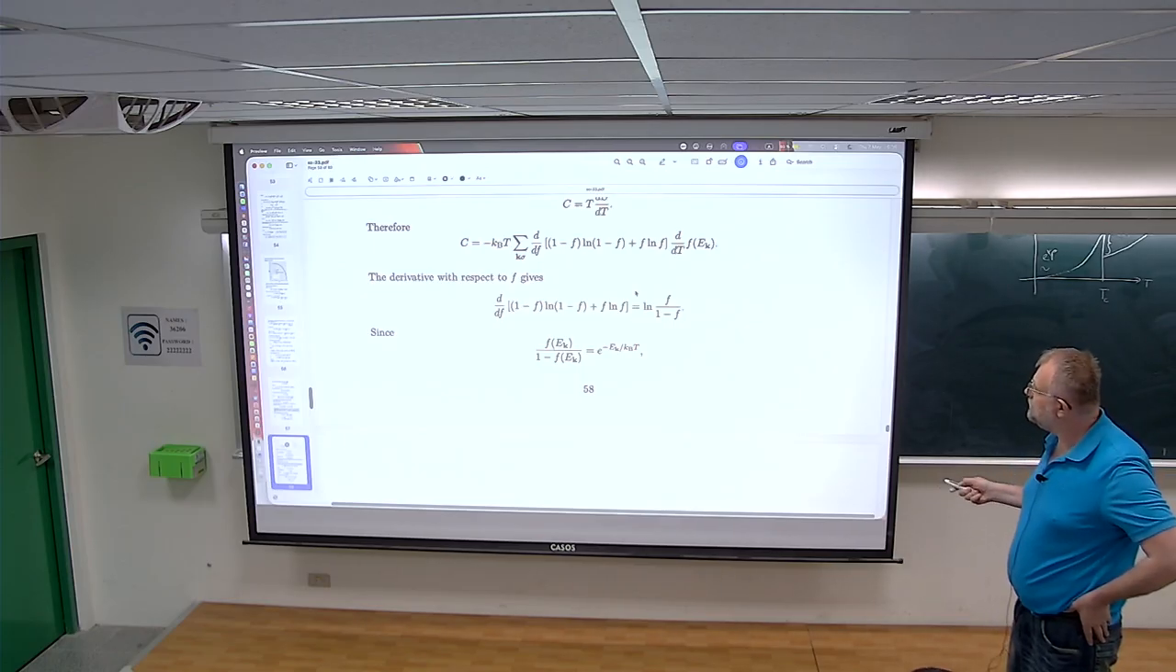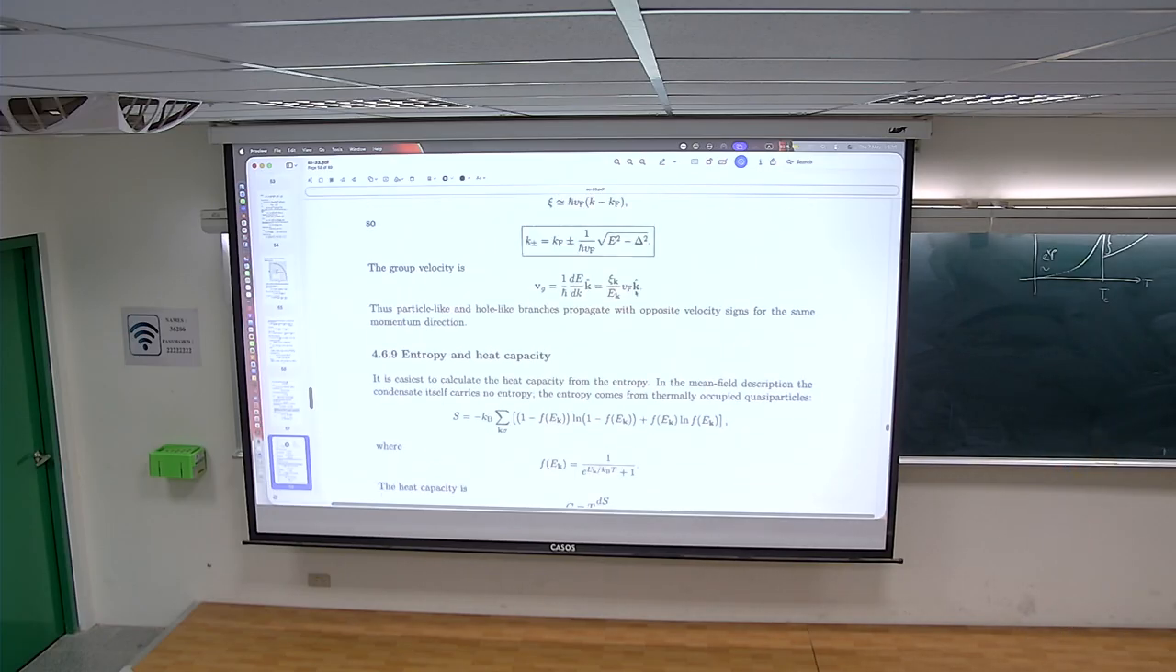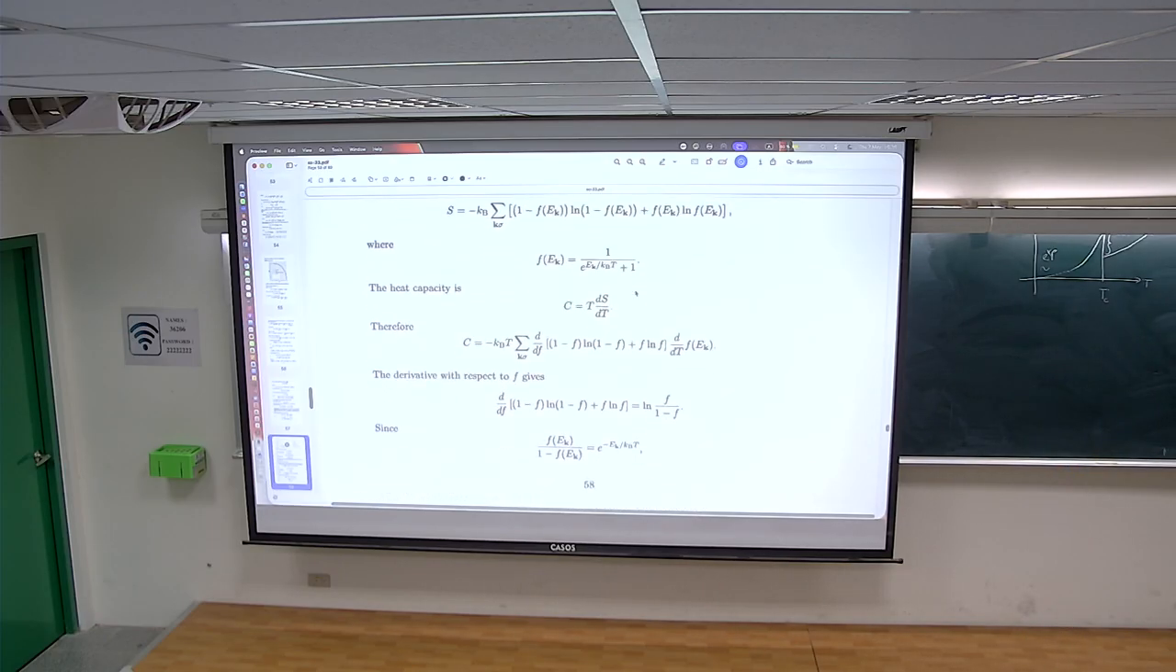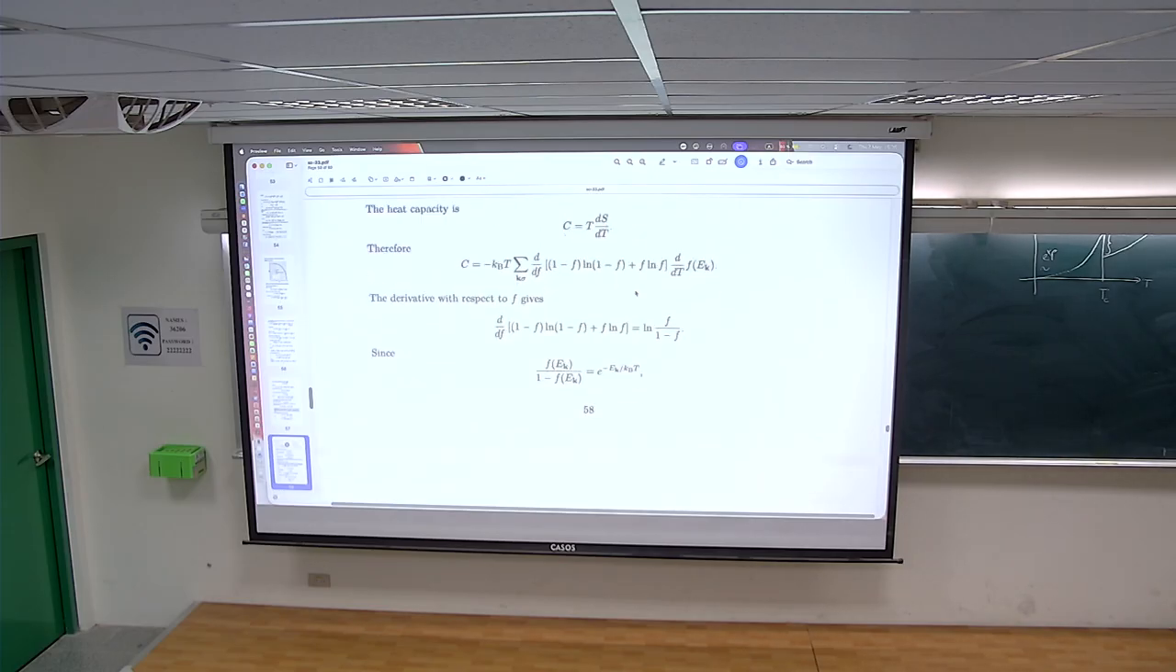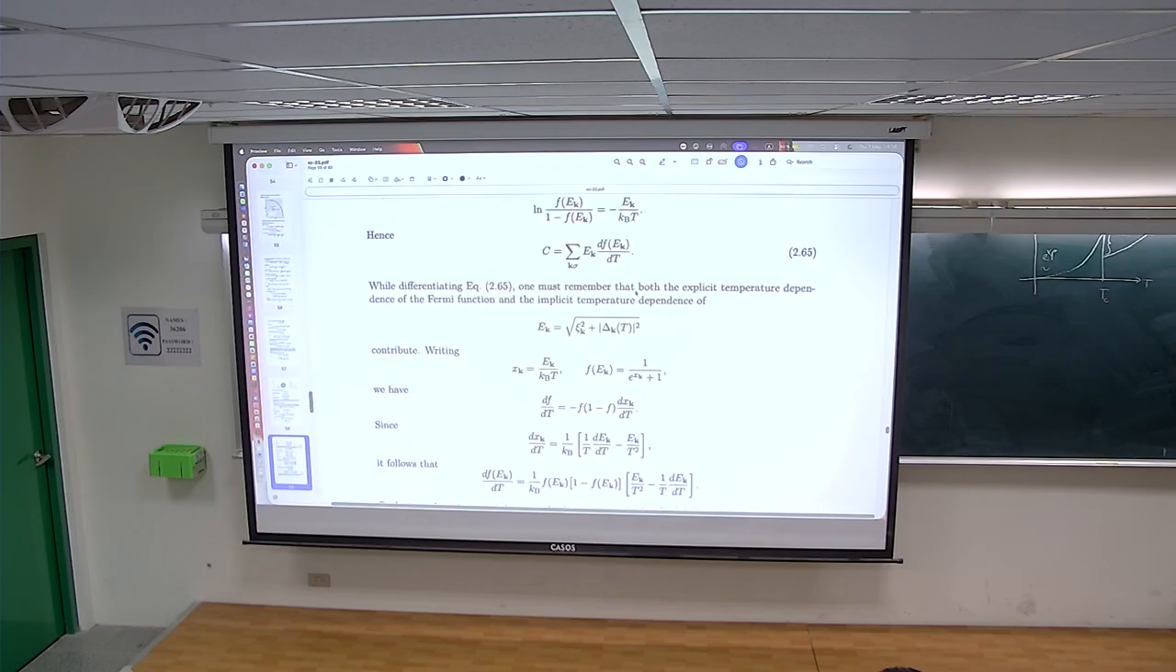And if you know the formula for f and 1 minus f, which we know, it's provided here, you just take the ratio of those two things. You even get that the difference between those two things is just e to the minus E over k_B T. So this is the complete formula for the heat capacity, with the logarithm of that, and basically this is the formula for the heat capacity.